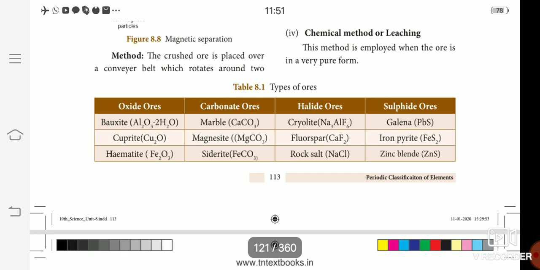Then the same with copper. Copper is combined as a sulfide ore and as an oxide ore. The oxide ore is cuprite. So this is the combined state.